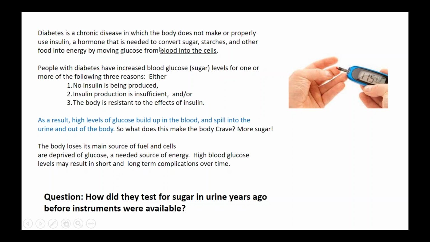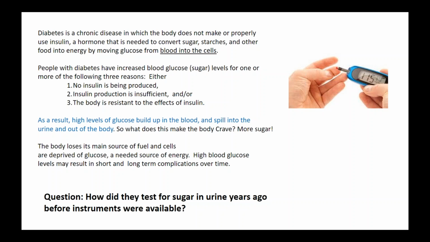So keep in mind, insulin's job is to convert sugar, starch, and other food into energy by moving glucose from the blood and into the cells. Now, just to recap, and we know why the reasons are, we just went over this. A lot of times people with diabetes have increased sugar because of one of three reasons. There's no insulin being produced. Remember the beta cells, or the alpha cells, in the pancreas. Insulin production is insufficient. The receptors, because of the obesity, because of the extra hormone, because of the ER, have toned down. And also, again, the body's resistant to the effects of insulin because we're eating so much so often, we're overgorging, and it's having to pump it out.